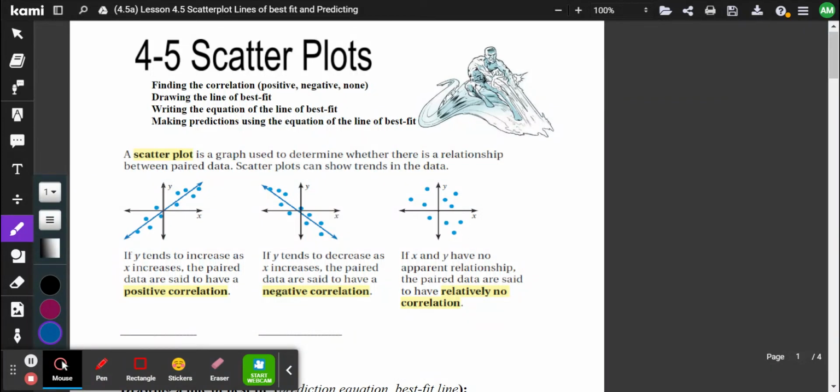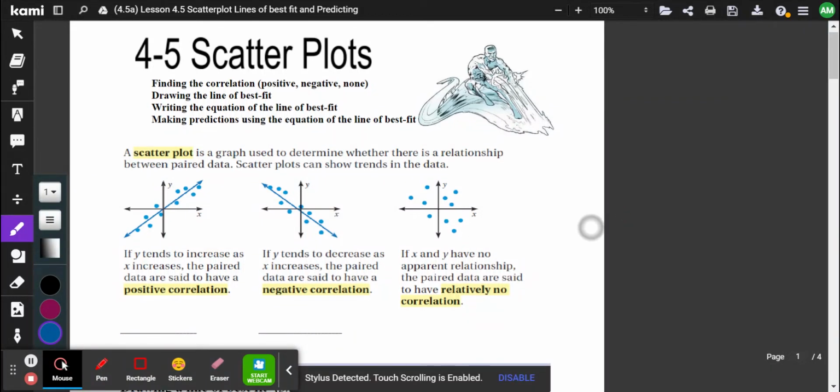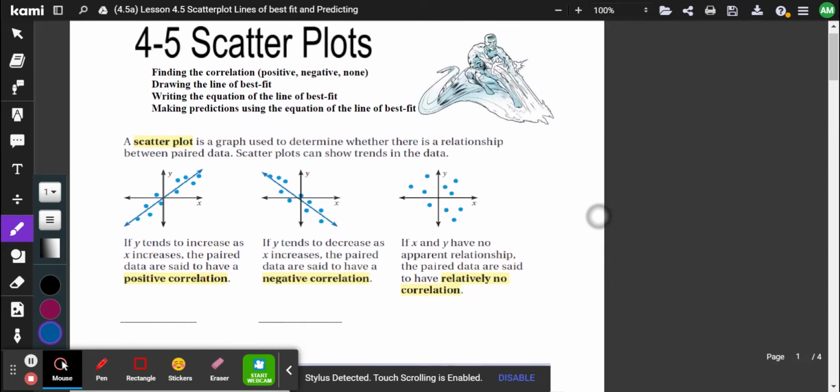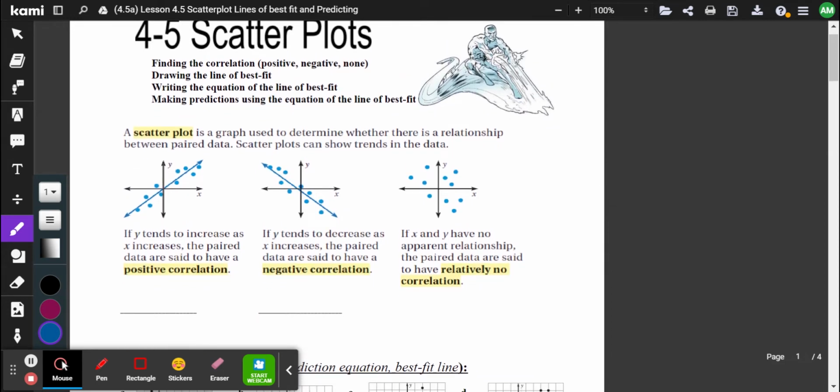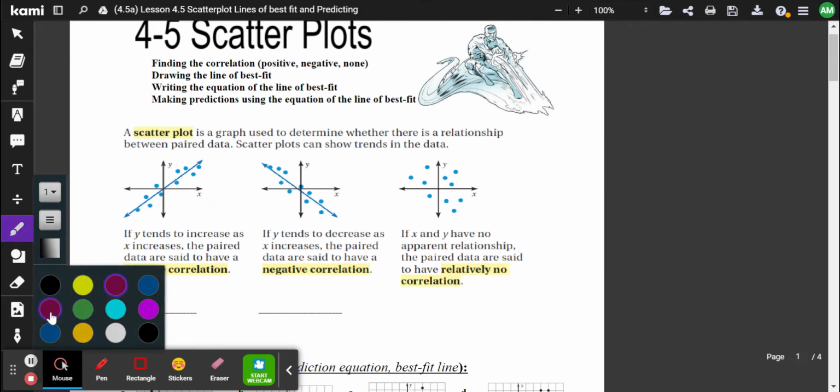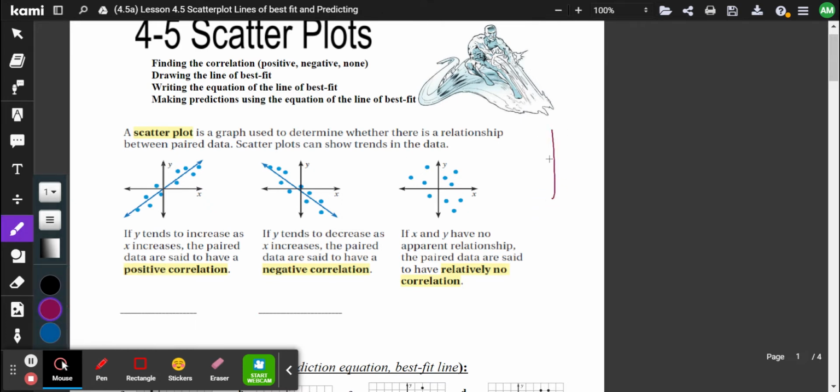Hey guys, we're going to talk about scatter plots. All scatter plots are a collection of data that we put on a graph. The formal definition of a scatter plot is a graph used to determine whether there is a relationship between paired data. Scatter plots can show trends in the data. And paired data is just what you would see in an XY table.